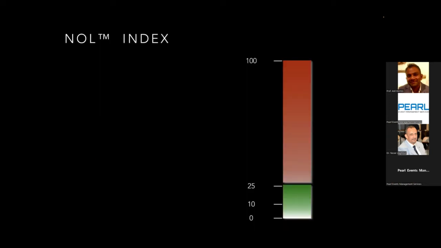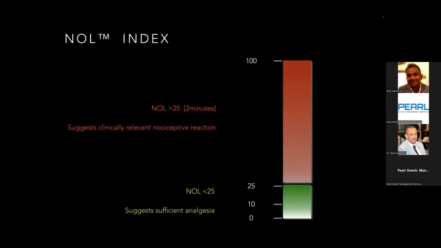So for the NOL index, we have two areas of interest. There's the NOL which is less than 25, which suggests that the patients have sufficient analgesia on board. And then we have a value above 25, and you usually have to wait for 2 to 3 minutes, which suggests that the patient is having a clinically relevant nociceptive reaction. And that might be pain, but it also can be other stimuli like pressure. And you need to decide as anesthesiologists whether we need to intervene at this stage.